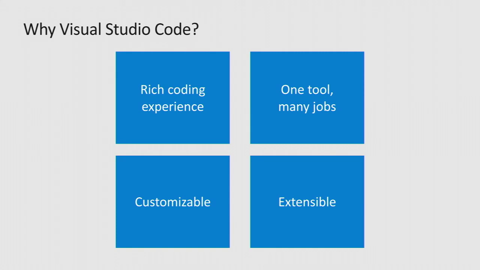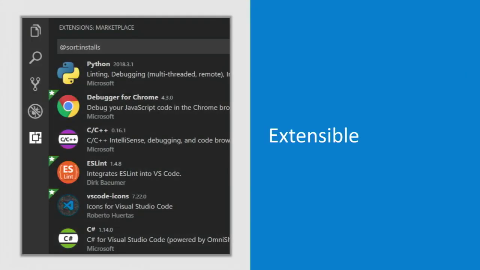So the customizable piece is, if you want to set your column widths a certain way, we can do that. We've got themes for VS Code. You'll see up here in some of these animations, it's in a dark theme. I've switched mine to a light theme because it's easier to read in a room like this. So rich coding experience, one tool for many jobs, customizable, and super extensible through these plugins. So that said, I'm going to jump straight into the demonstration. And there's quite a bit going on in this demo, so it should be fun.